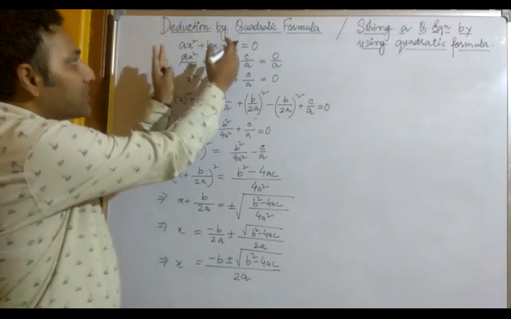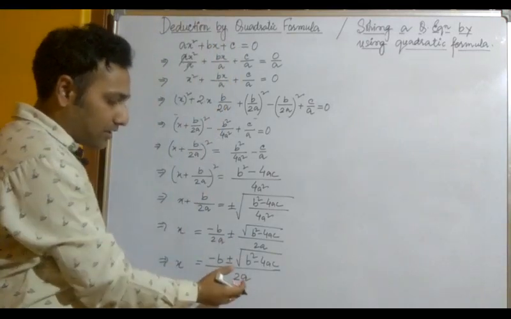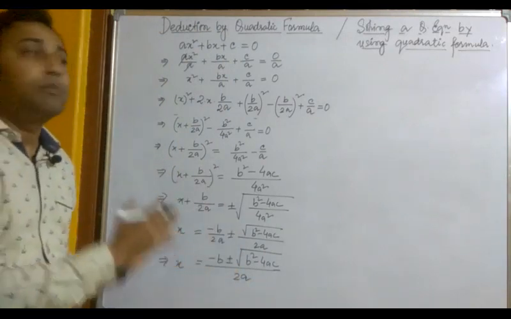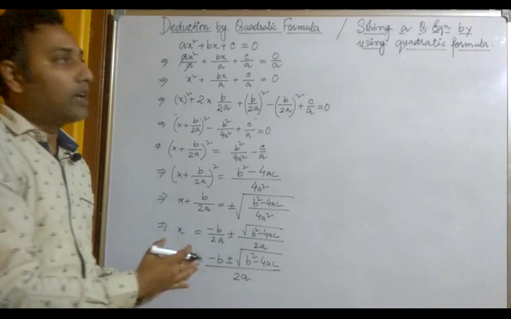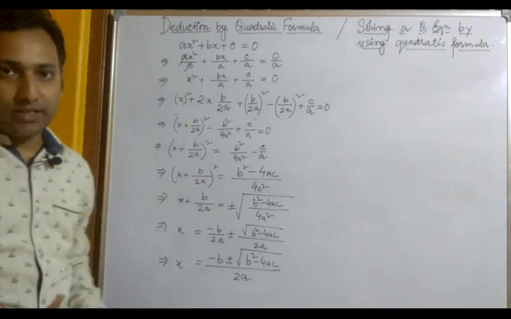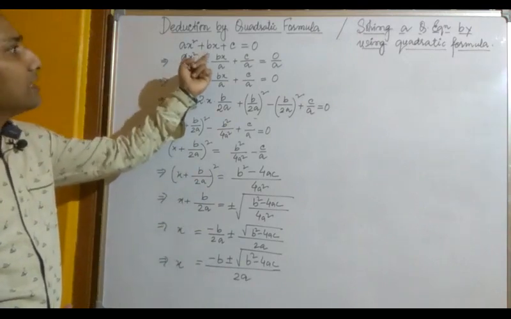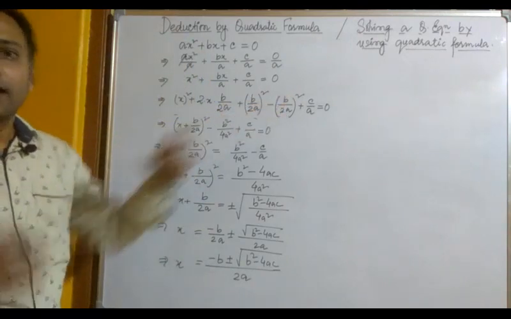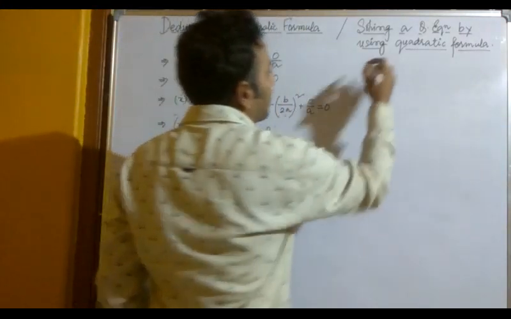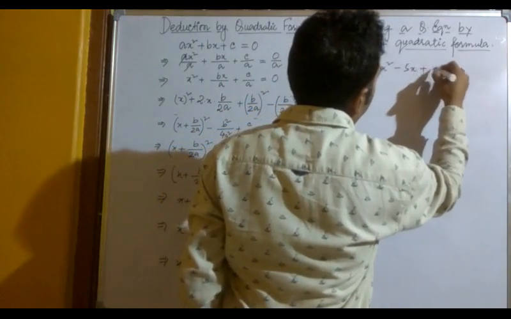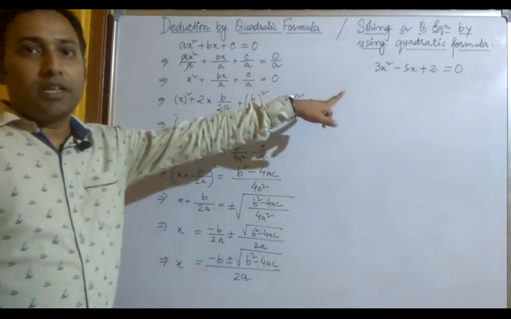This is the standard equation and I have solved the standard equation, and finally I have got a standard solution. Now this standard solution can be considered as a formula to solve other quadratic equations. Now if I compare this equation with any other quadratic equation, let us see what we get. So let us consider another quadratic equation, say 3x square minus 5x plus 2 is equal to 0. So this is a quadratic equation.